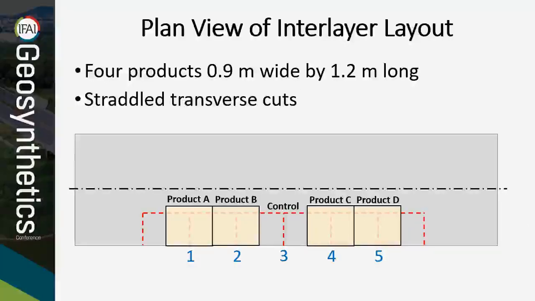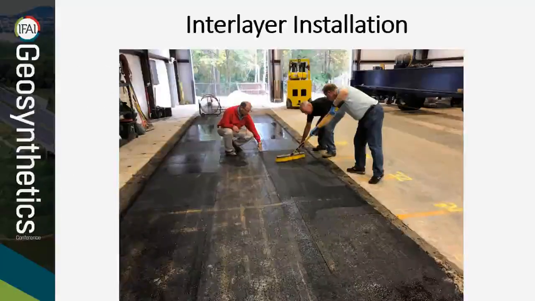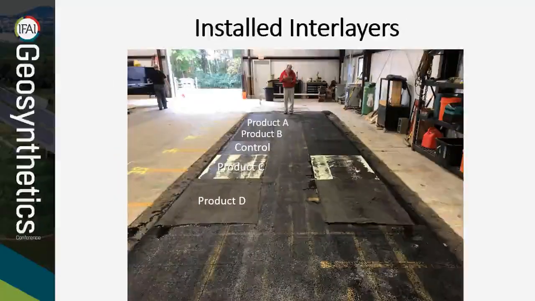The products were cut to fit as shown in the following diagram. As you can see, they overlap both the transverse and longitudinal cracks. A control was used as the do-nothing case. Here you can see how the interlayers were installed on the pavement surface. And this is what it looked like after installation.